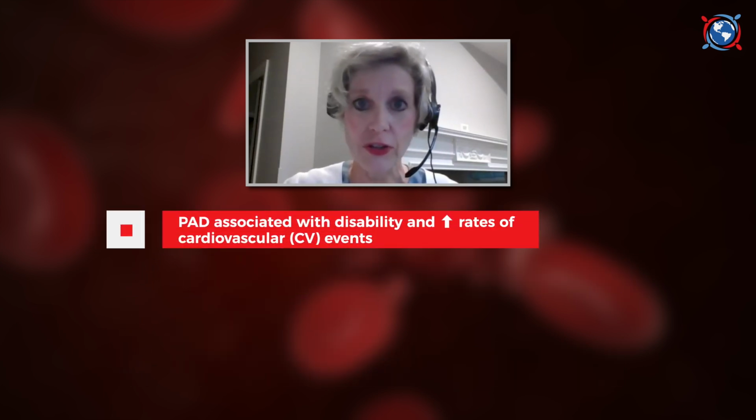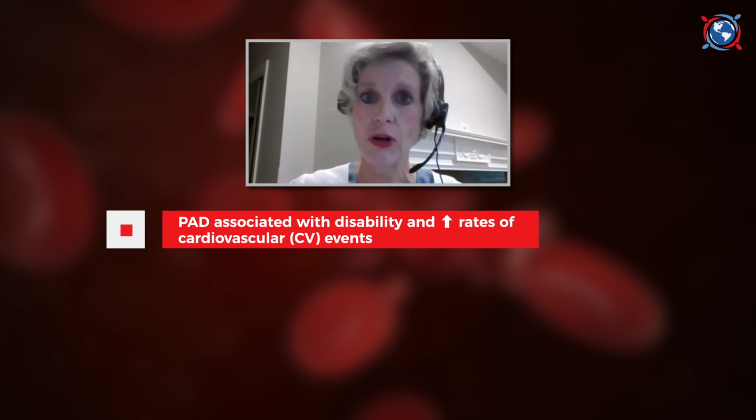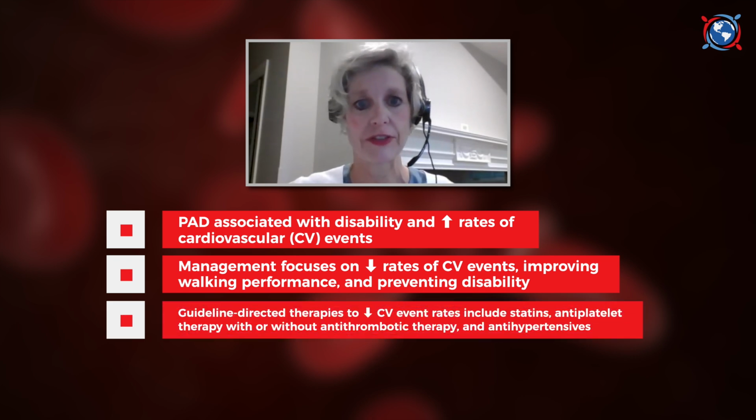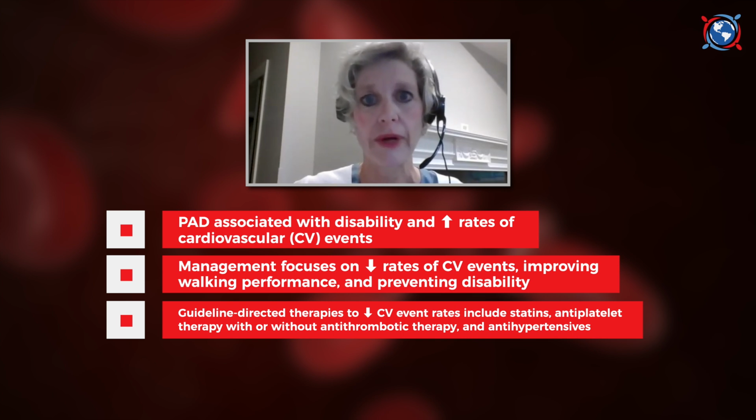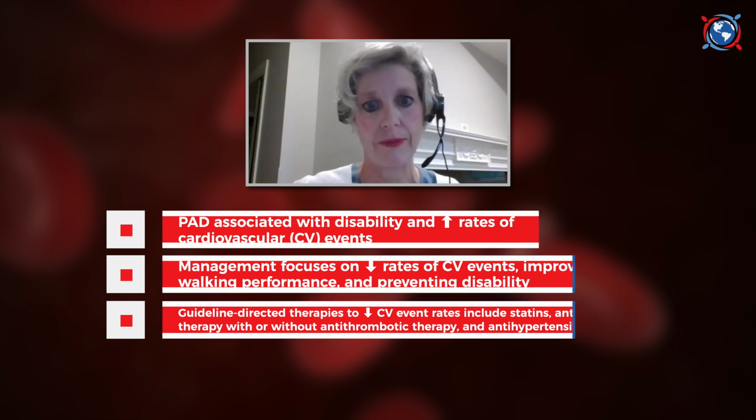PAD is important because it's associated with difficulty walking and disability, and it's also associated with increased rates of cardiovascular events. Therefore, management of PAD focuses on prescribing treatments to reduce rates of cardiovascular events and to improve walking performance and prevent disability. With regard to prevention of cardiovascular events, American Heart Association and American College of Cardiology guidelines recommend statin therapy, antithrombotic with or without antiplatelet therapy, and treatment of hypertension to reduce cardiovascular events in people with PAD.